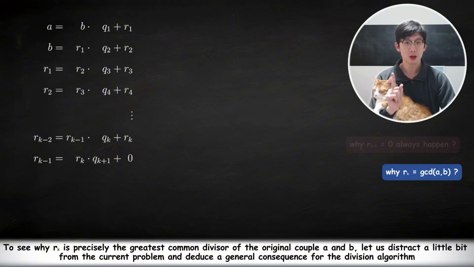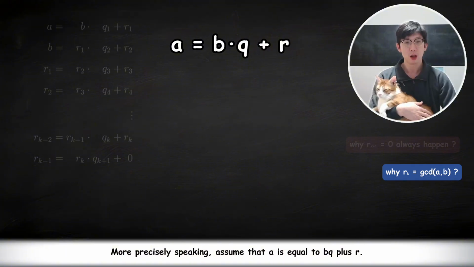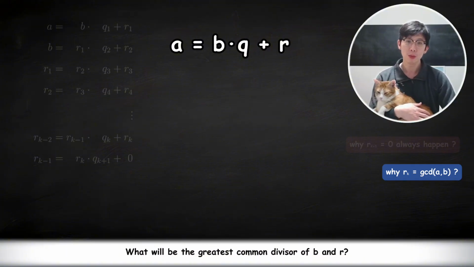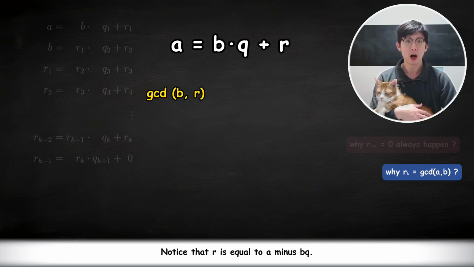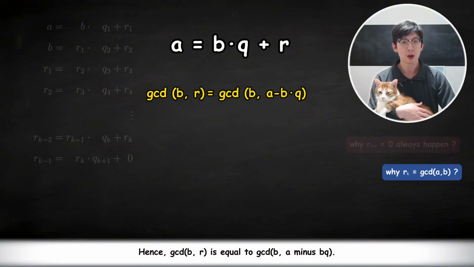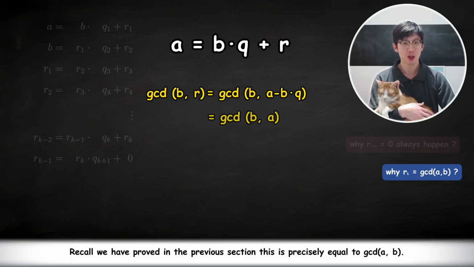B, let us digress a little bit from the current problem and deduce a general consequence for the division algorithm. More precisely, assume that A is equal to BQ plus R. What will be the greatest common divisor of B and R? Notice that R is equal to A minus BQ. Hence, GCD(B, R) is equal to GCD(B, A minus BQ). And recall we have proved in the previous section, this is precisely equal to GCD(A, B).